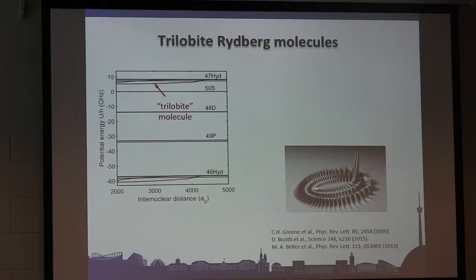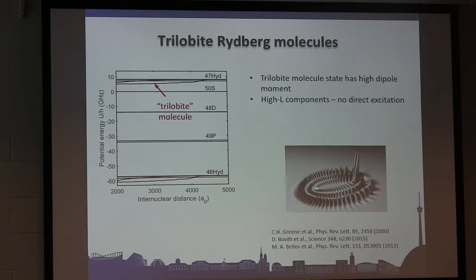The special thing about this Trilobite molecule is that it's highly polar. The molecule will look such that the Rydberg ionic core is sitting here, and the perturber atom is sitting there. Most of the probability density of the electron is located at the position of the perturber, and therefore you get a highly polar molecule. It would be very nice to excite such a molecule, to have a polar molecule to experiment with. In cesium, they are lucky because the splitting between the S state and this Trilobite state is very small due to their quantum defect.